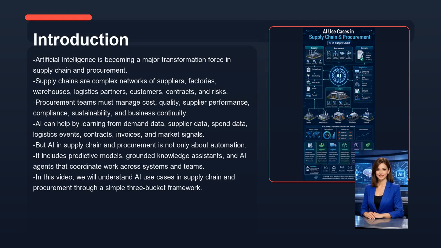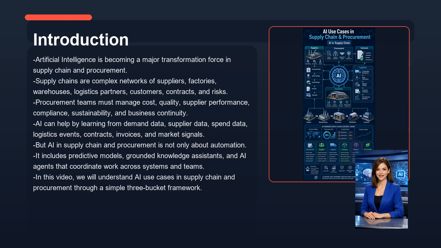Supply chains are complex networks of suppliers, factories, warehouses, logistics partners, customers, contracts, and risks. Procurement teams must manage cost, quality, supplier performance, compliance, sustainability, and business continuity. AI can help by learning from demand data, supplier data, spend data, logistics events, contracts, invoices, and market signals.